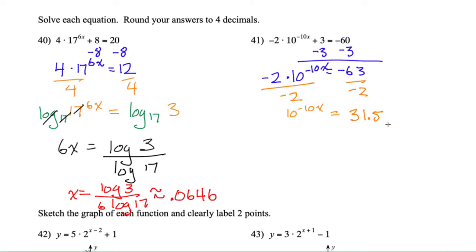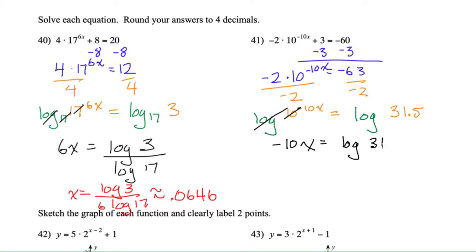And then from there, I'm going to take the log of both sides. I should have written this a little bit more to the right, because I need to come back here and say log base 10. I want base 10, but if I don't write a base, I assume it's the normal log. Log of both sides, and these now cancel out. I'm left with negative 10x is equal to log of 31.5. No change of base formula is needed for this one.